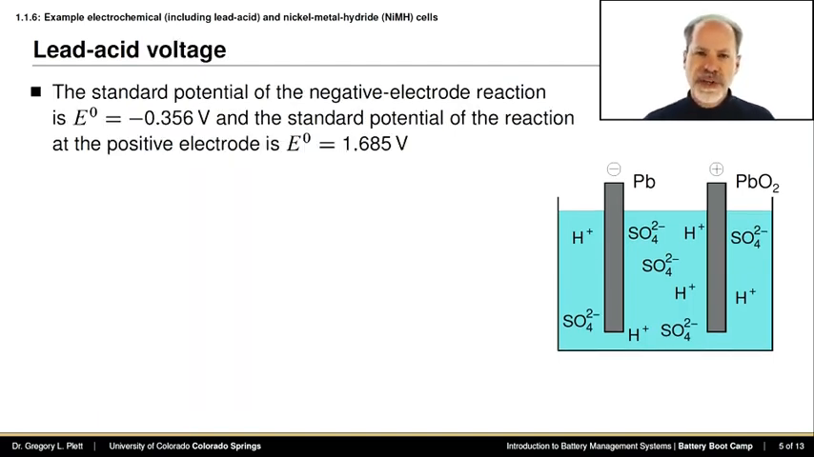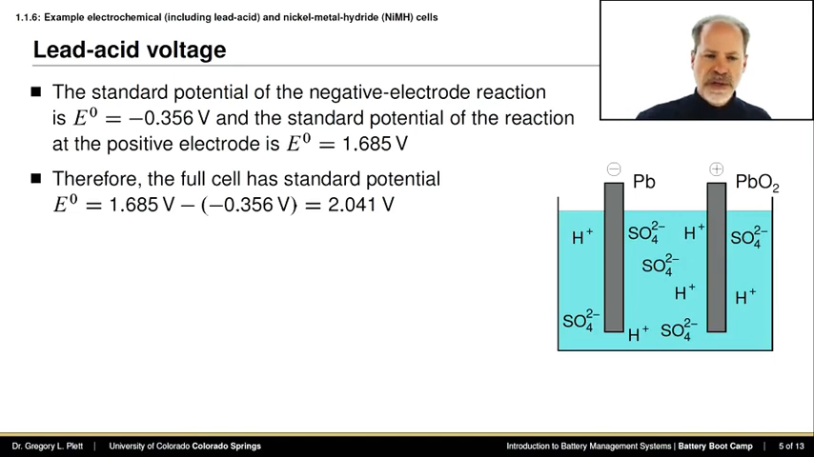The standard potential of the reaction that happens in the negative electrode is negative 0.356 volts, and the standard potential of the reaction that happens in the positive electrode is 1.685 volts. So when we combine these two values together, we find that a lead-acid cell has standard potential of 1.685 volts minus negative 0.356 volts, which comes out to 2.041 volts.